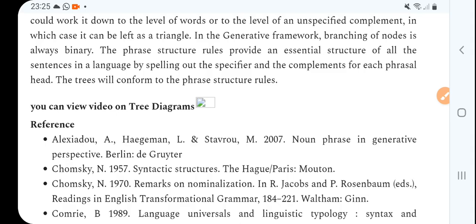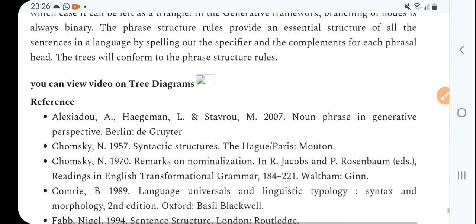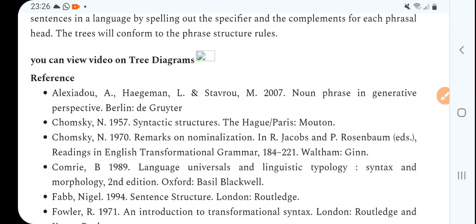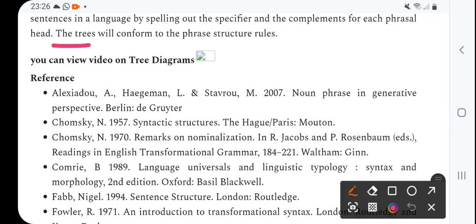The phrase structure rules provide an essential structure of all sentences in a language by spelling out the specifier and complements for each phrasal head. So the tree will conform to the phrase structure rules. So that is, conform means follow. The tree will follow the phrase structure rules.